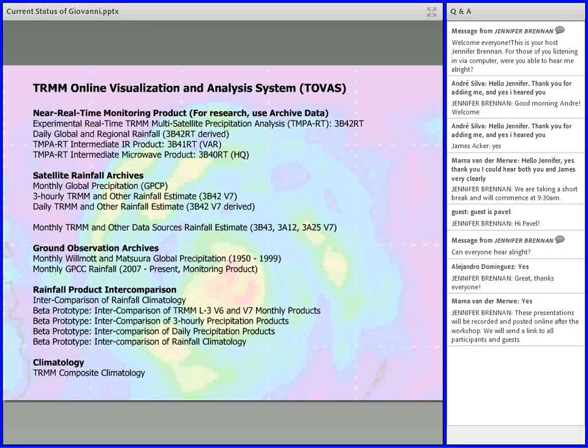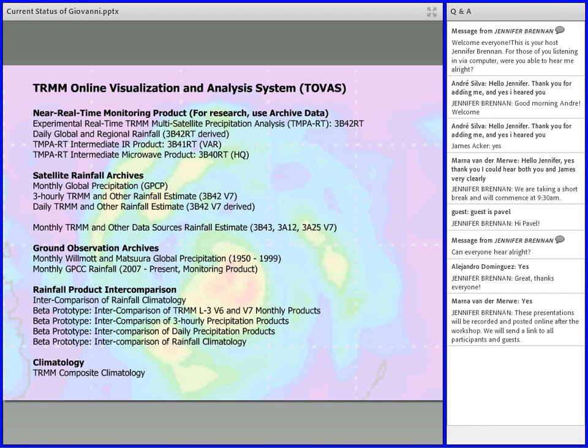And this is a breakdown of the data products that are in TOVES. One of the things that gets really useful when hurricanes, like the backdrop on my slide, are coming through is the real-time data, which we get approximately 6 to 8 hours after it's brought down. I've used that to watch hurricanes as they've moved in various places.